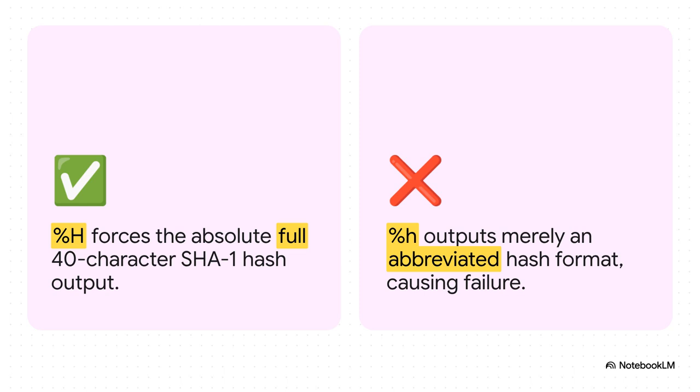But notice the specific formatting flag required here. You have to use the uppercase %H, not the lowercase %h. Uppercase H forces the absolute full 40-character SHA-1 hash string that the subject explicitly requests. If you use the lowercase variant, it merely outputs an abbreviated format and you will definitely fail the automated tests.